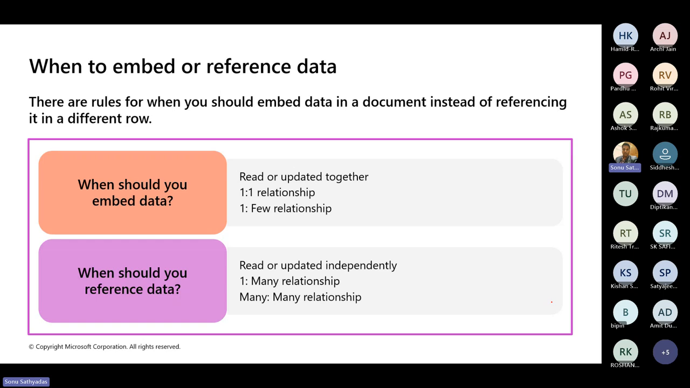suppose you are a regular customer, daily you make at least 2-3 purchases or 2-3 orders. So if you take one month of information, one customer may make thousands of orders, right? In that case, storing all the 1,000 order informations inside the customer document is not a good practice. Better, you store the order information separately and use the customer ID inside the order collection.